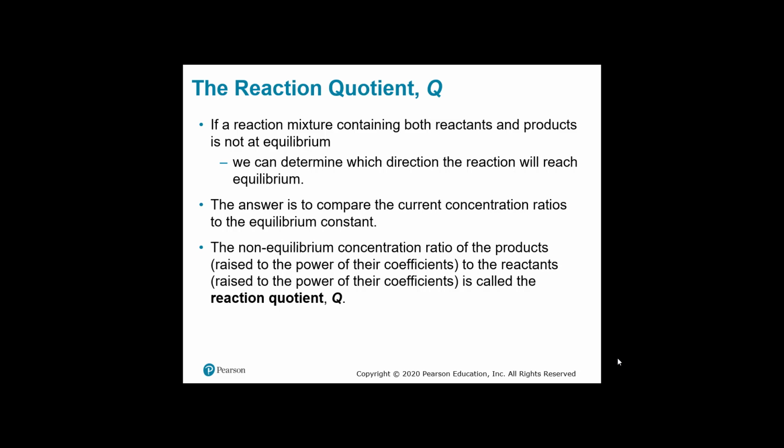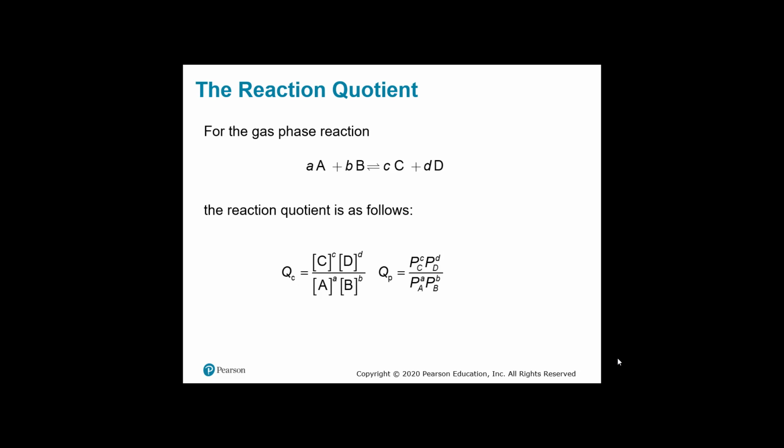The answer is to compare the current concentration ratios to the equilibrium constant. So we plug everything into the reaction quotient, which is the same expression as the equilibrium constant, but we use Qc instead of Kc. Then we compare that value to the equilibrium constant value, and that gives us an idea of where the reaction is. It's the non-equilibrium concentration ratio of the products, each raised to the power of its coefficient, over the reactants, each raised to the power of its coefficient. That is the reaction quotient.